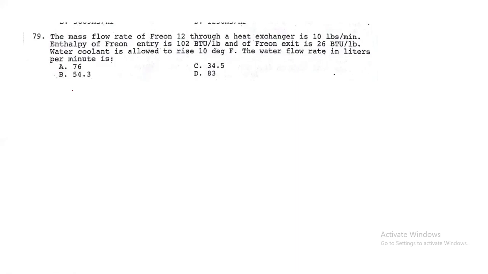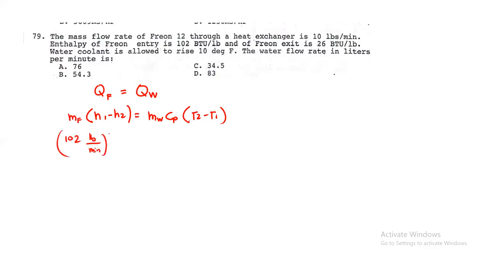So syempre sa heat exchanger, yung Q ng Freon is equals to Q ng water. So ano ba yung Q ng Freon? Mass ng Freon times H1 minus H2 is equals to mass ng cooling water Cp delta T. So ilan yung mass ng Freon natin? 102 pounds per minute. Then H1 minus H2 natin is 102 minus 26 BTU per pounds, is equals to mass ng cooling water. So ilan ba yung mass ng cooling water natin dito? Yan yung hinahanap. Pwede natin makuha using density times volume flow rate. So palitan natin yan, density times volume flow rate.